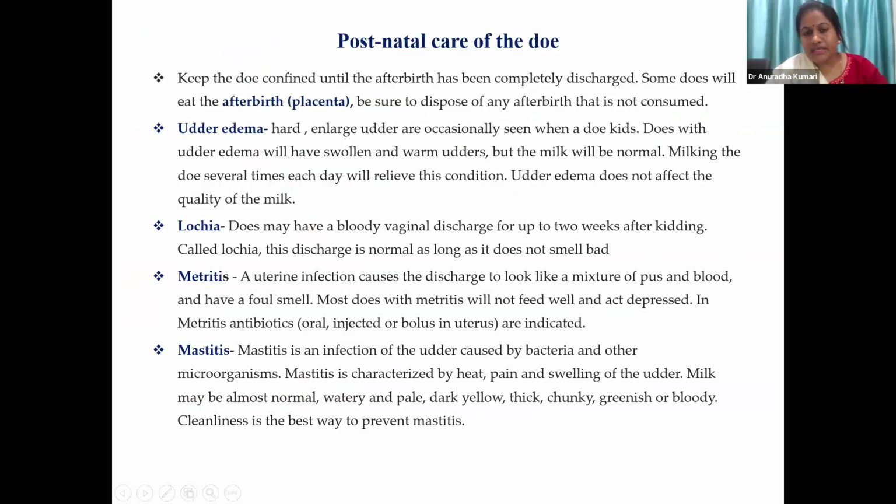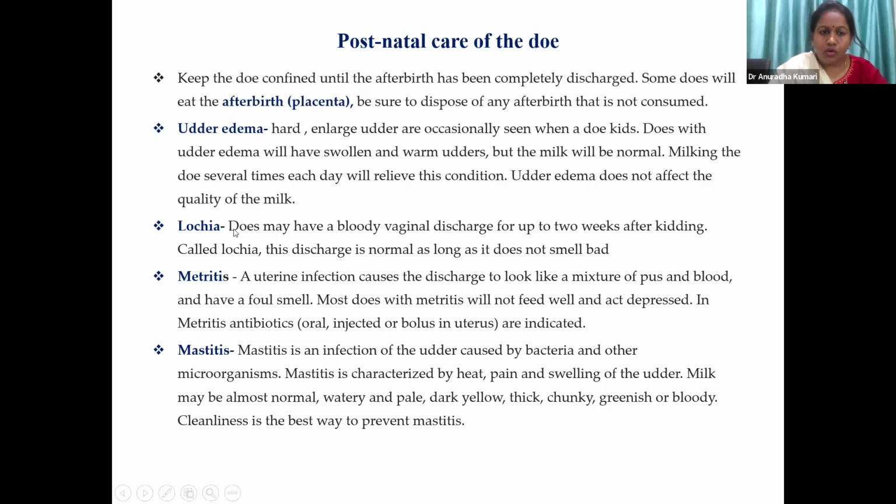Some complications occur after the kidding. The most important thing we should take care of after kidding is that we should confine the mother until the afterbirth, that is the placenta, is completely discharged, because in some cases it is observed that the mother will consume it. Udder edema is a condition in which the udder becomes enlarged and hard. In that condition, milk has a normal consistency. To take care of udder edema, we should milk the doe several times in a day to relieve this condition.